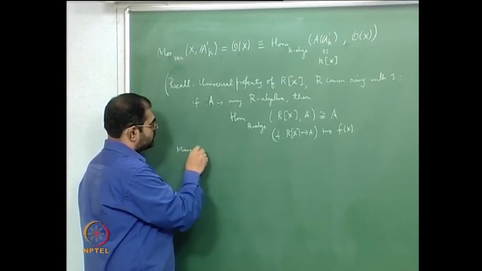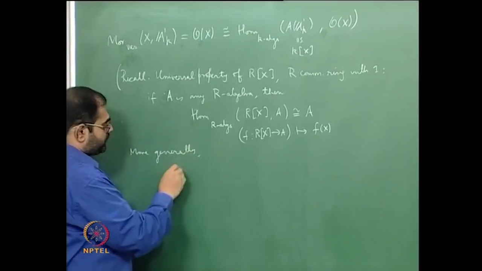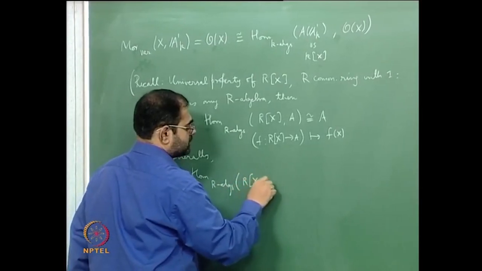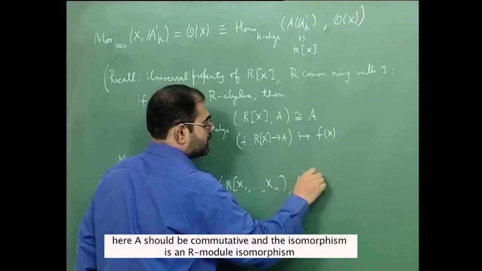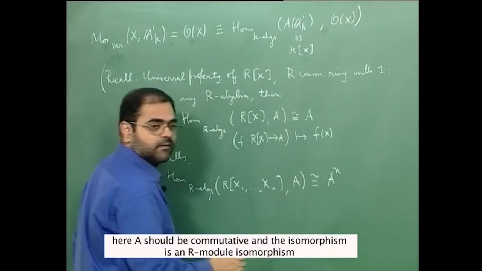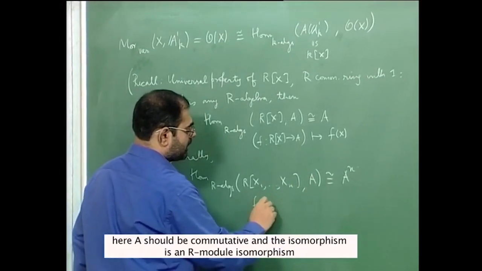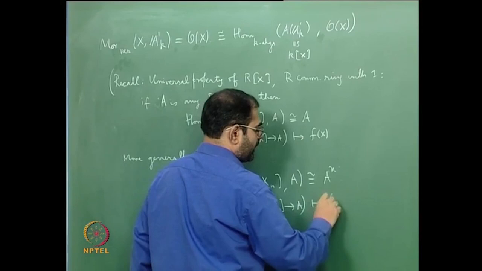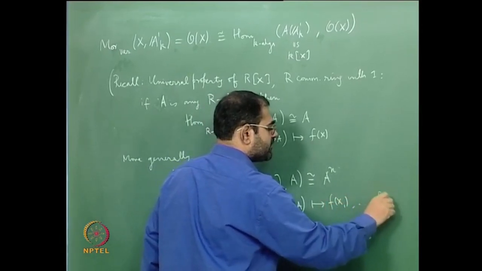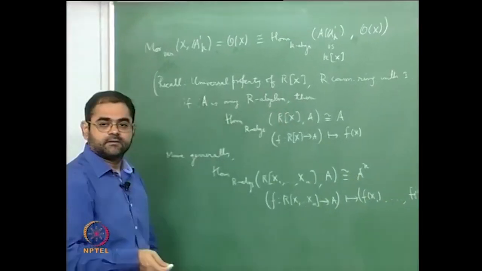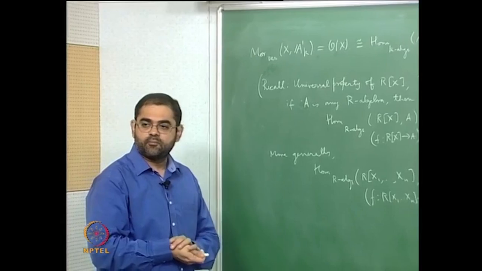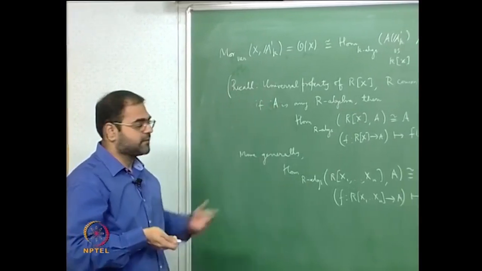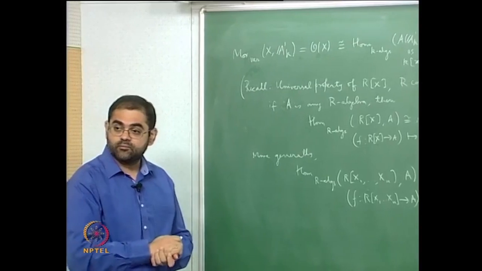More generally, homomorphisms as R-algebras from R[x1,...,xn] to A are isomorphic to A^n, where you simply send a map f from R[x1,...,xn] to A to the n-tuple (f(x1),...,f(xn)). That is, an R-algebra homomorphism from a polynomial ring in n variables is dictated by the images of those variables. These statements are a restatement of the universal property of the polynomial ring over a given ring.